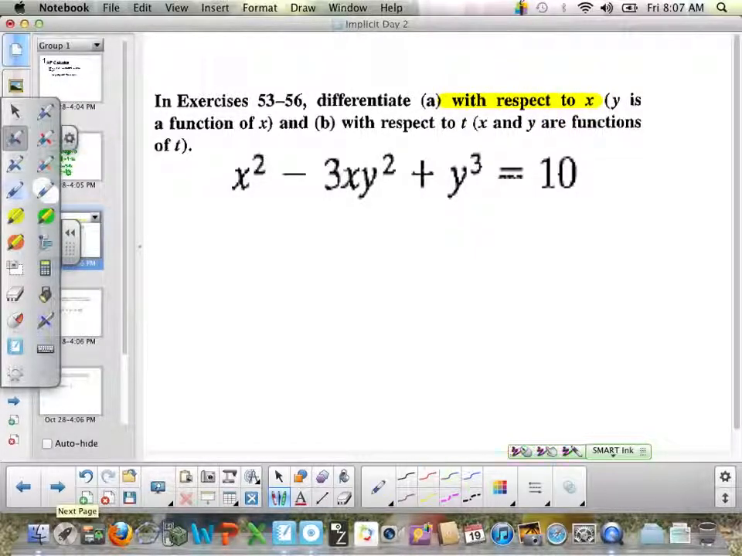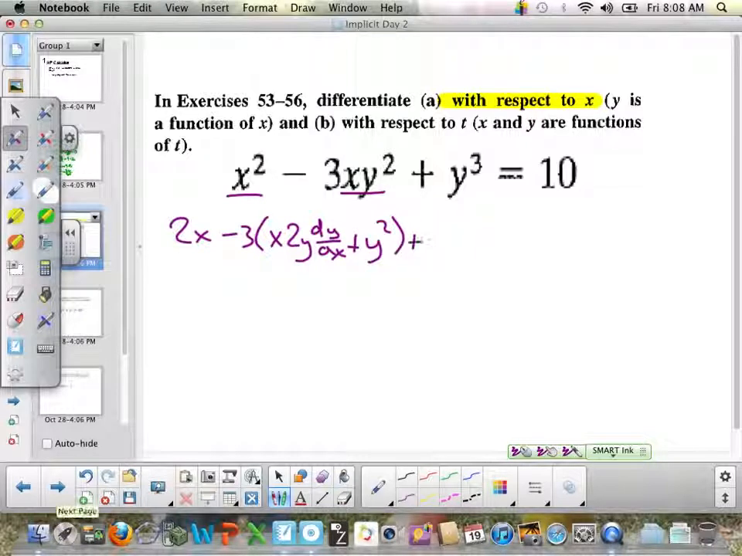All right, so we'll start this problem. The derivative of x squared with respect to x is 2x minus 3, and we'll need to use the product rule there. So it'll be the first function times the derivative of the second function, 2y dy dx, plus, again, the second function times the derivative of the first. Derivative of x with respect to x is 1, plus the derivative of y cubed, that's 3y squared times the dy dx, equals the derivative of 10 with respect to x is 0.